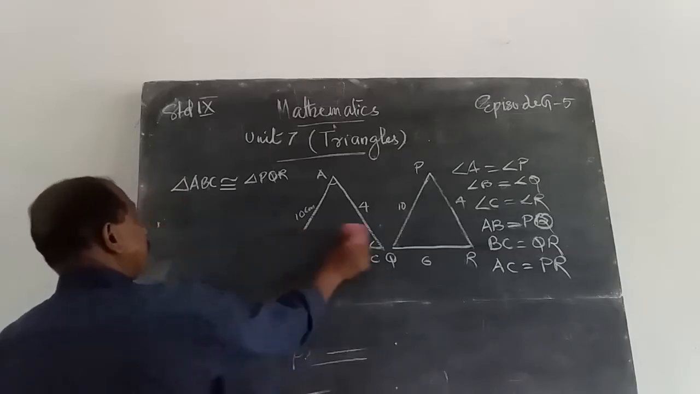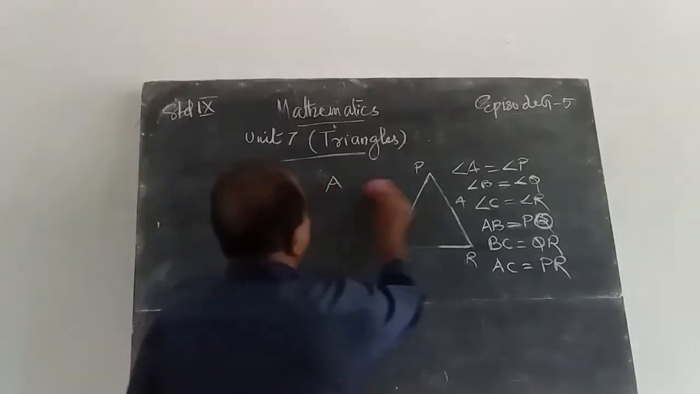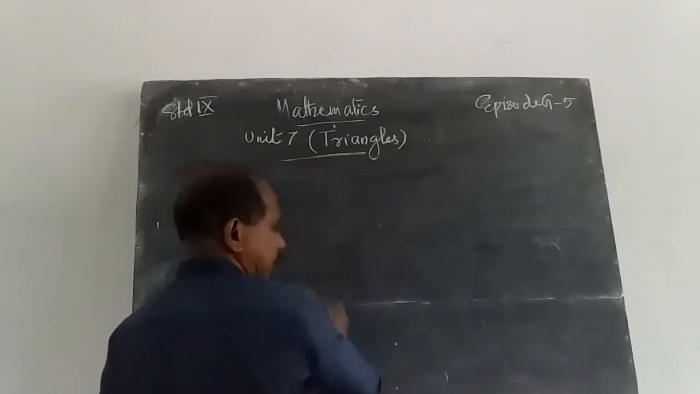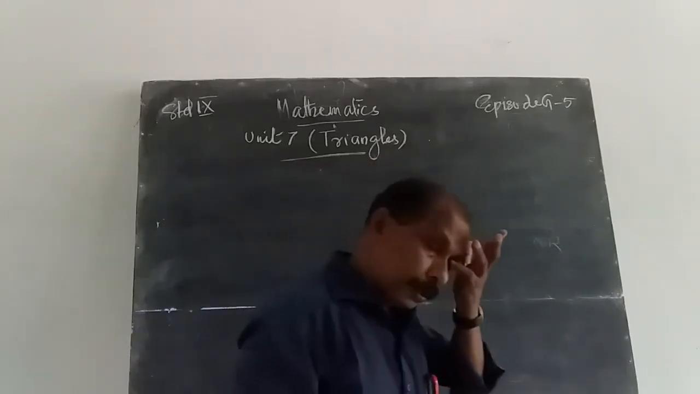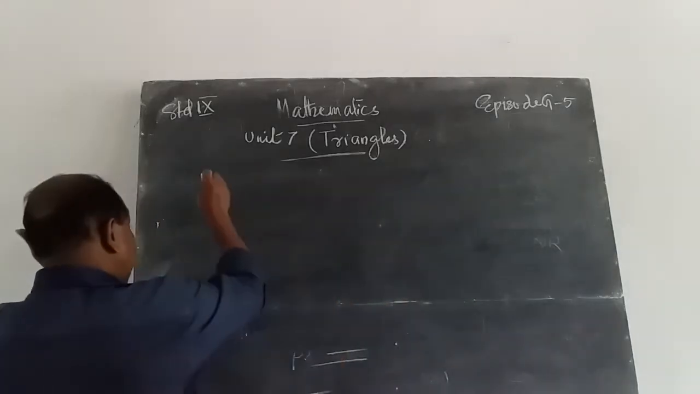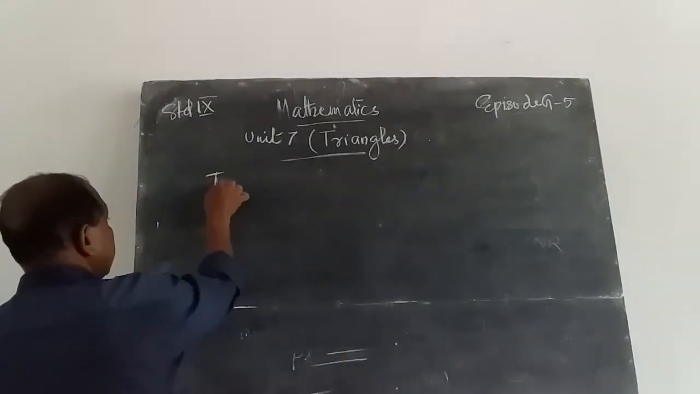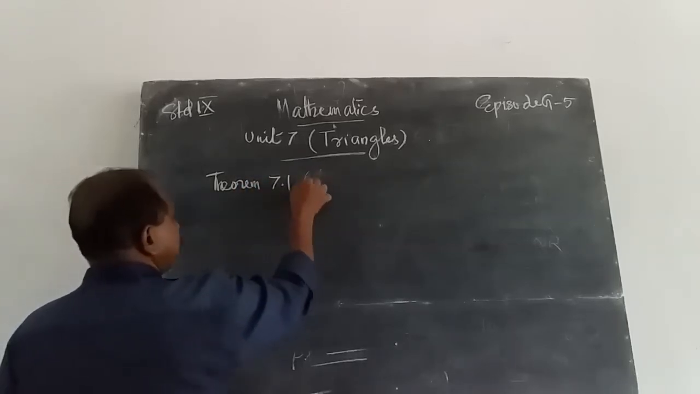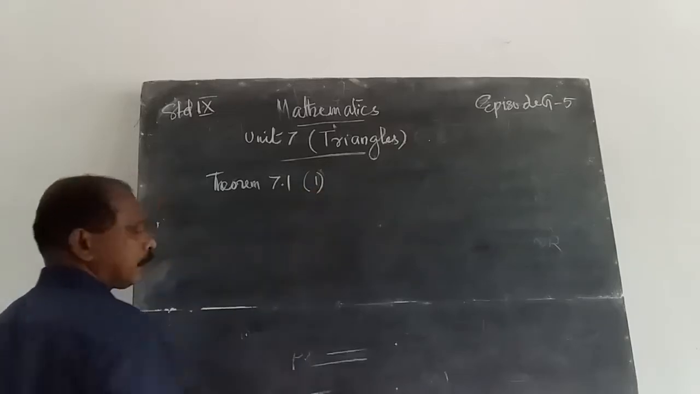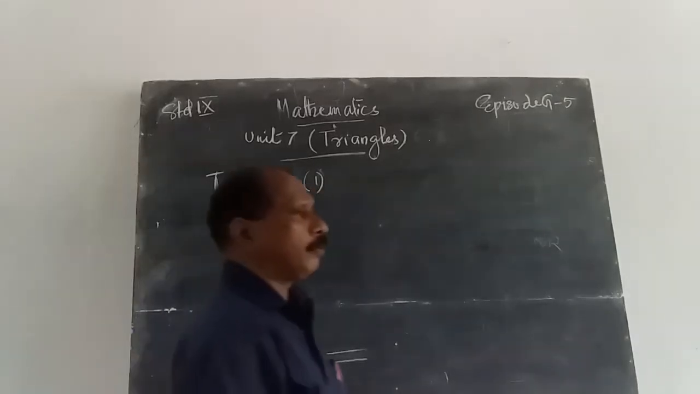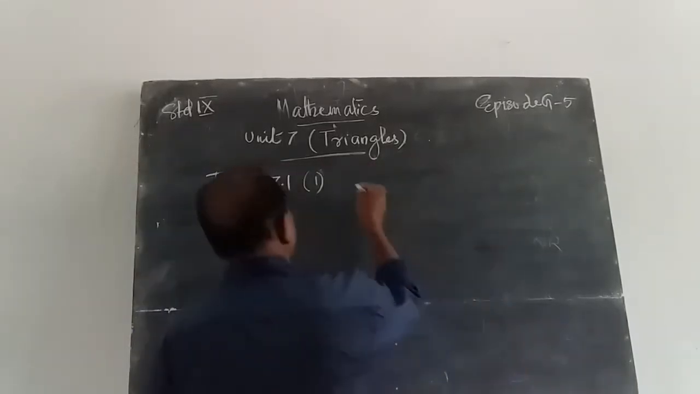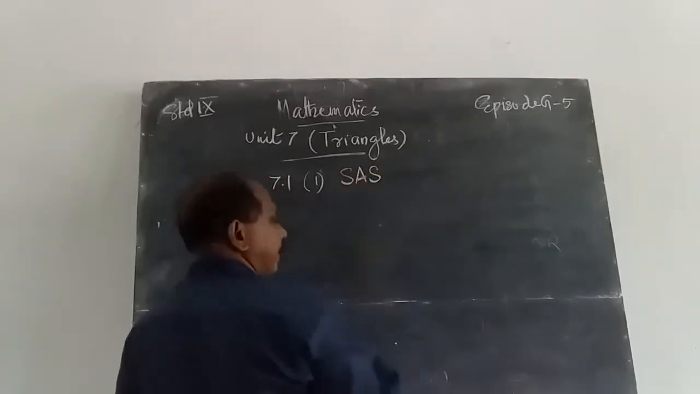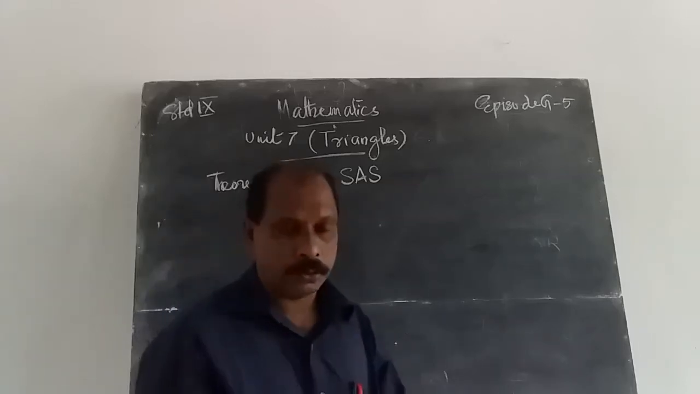Clear? Then there are different theorems for the congruency of triangles. The first theorem is theorem 7.1. The first of that is the SAS criteria for congruency of triangles.